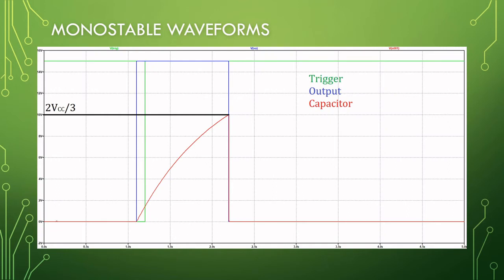Right, so here are the diagrams. The moment you pull the trigger low, the output will become high and the capacitor will start charging towards our limit here until it reaches 2 times VCC over 3, and then the output is switched off and the capacitor is discharged again. That is how the monostable works.